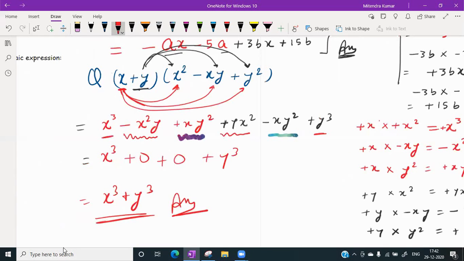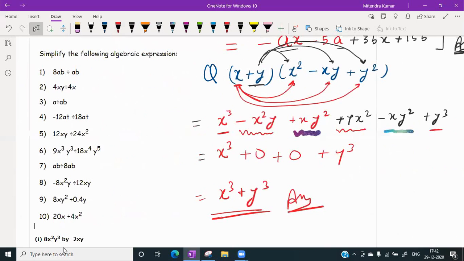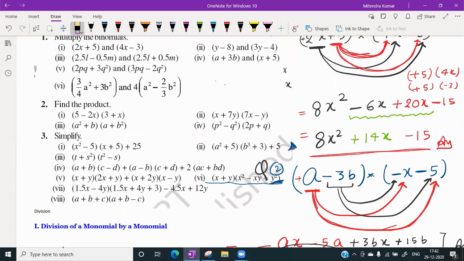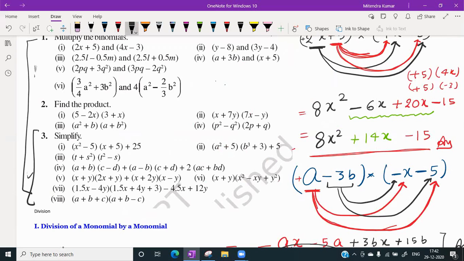Write this down as homework. Maybe you can try this at your home. We have done a few questions, but for more practice, you can solve this question. Basically, this third one is very, very important. If you are able to solve all the questions from this, that means you know how to multiply algebraic expressions. Okay? You can make a note or you can take a screenshot.